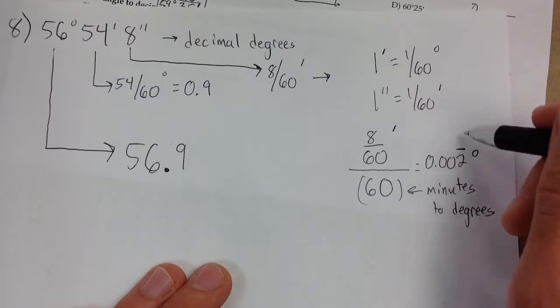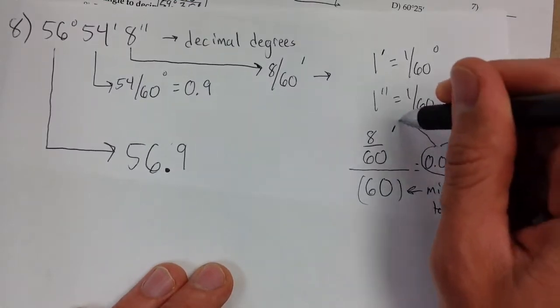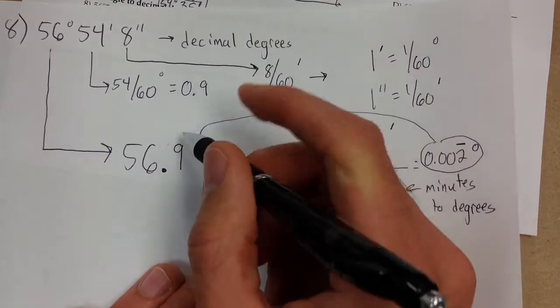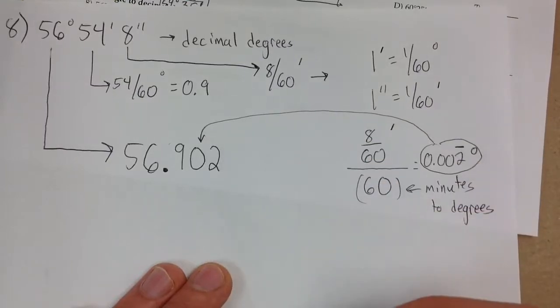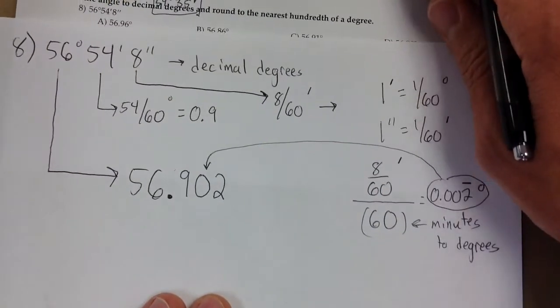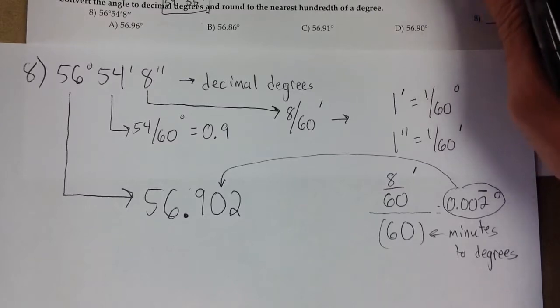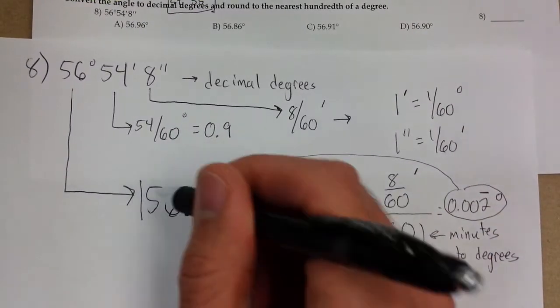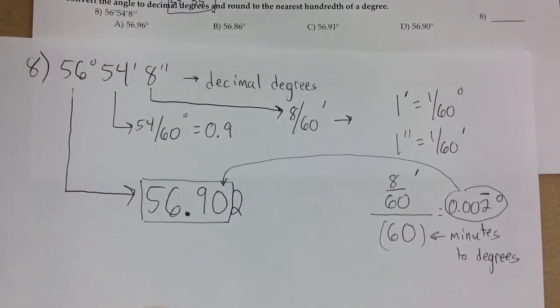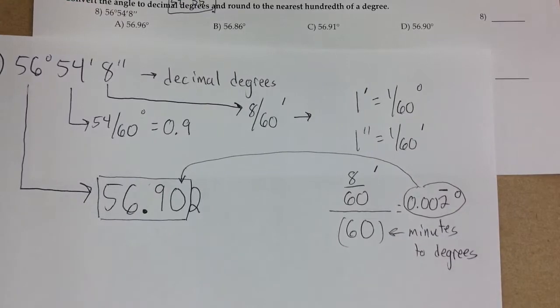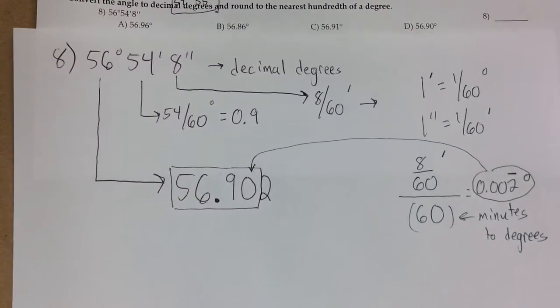So now we tack that on here. So it's going to be 0.902. And they only wanted it to the nearest hundredth, so it's actually 0.90. Okay? And there are other ways I could have explained that. If you're still confused on something, just ask, and I'll try another way. If I can't get it during the class period, I'll think about it more. You can come and see me outside of class. Okay, any questions on number 8?